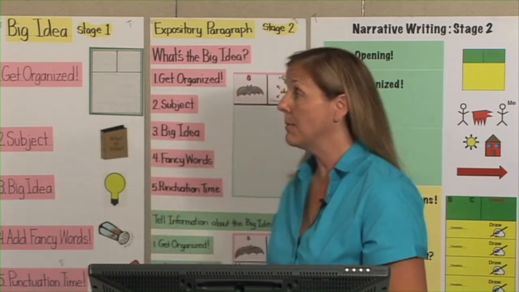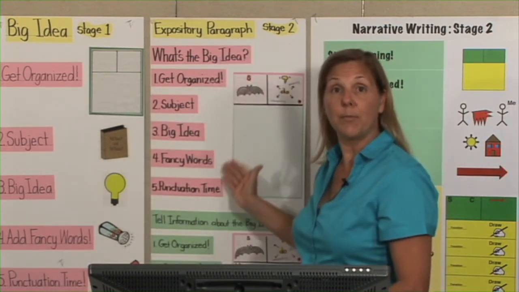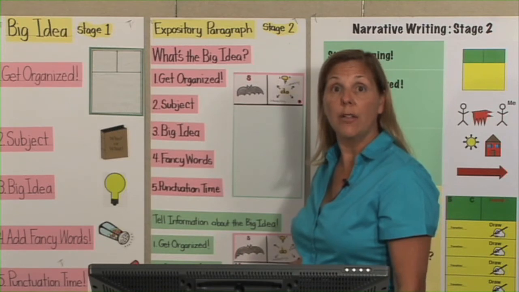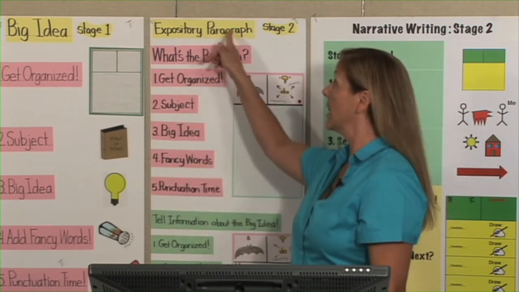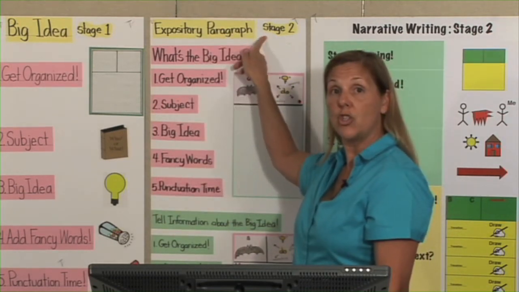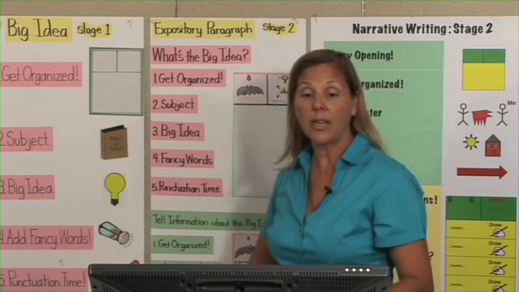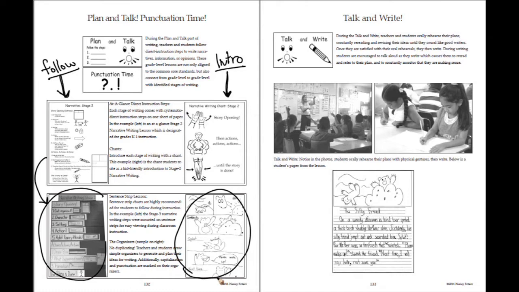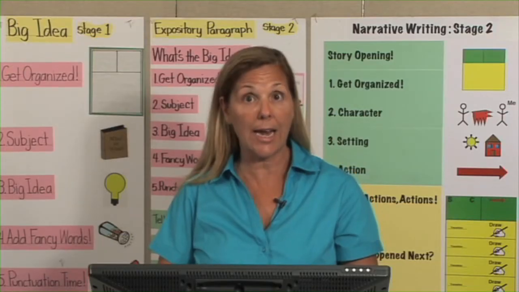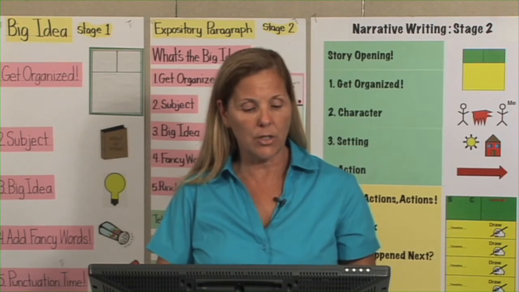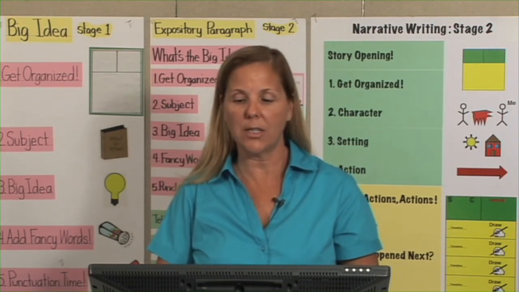If you look behind me, I have kid-friendly steps also up on this chart that I may be using. In this case, expository paragraph writing, stage 2, and these are my steps up here that I would be using when the kids are walking through their lessons. Over here, you will see an organizer. This is a finished plan for a story. So we had our steps, and then this was our organizer.